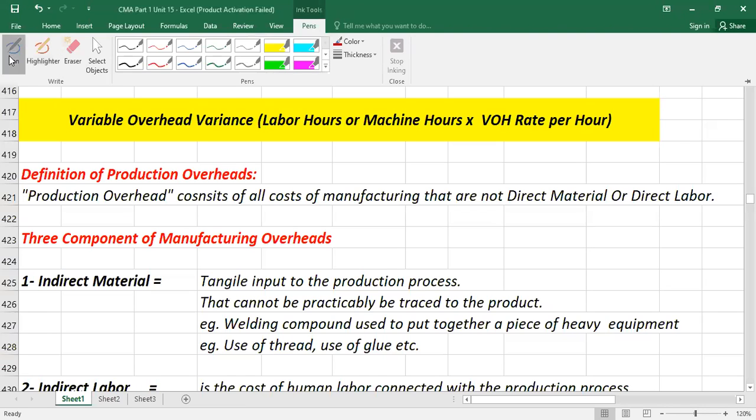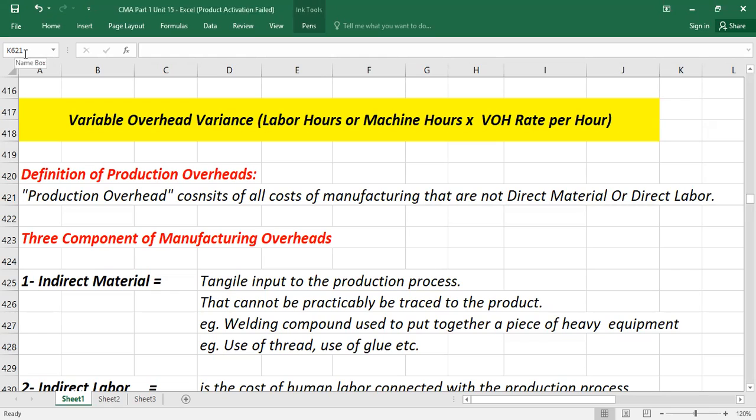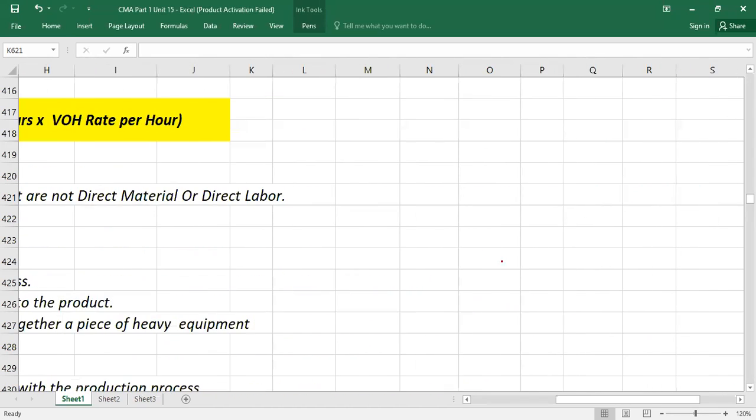So guys, today we are going to discuss overhead variance, right? First of all, I'm going to quickly explain the definition of overheads. When we manufacture any product, if you look into the production process, you always need these three things to manufacture the product.